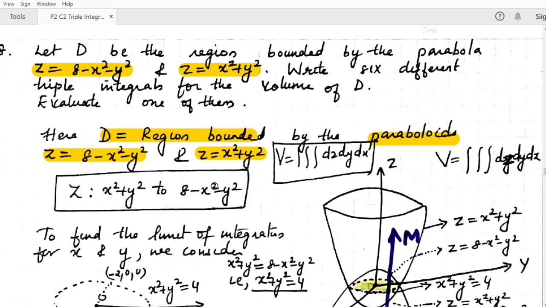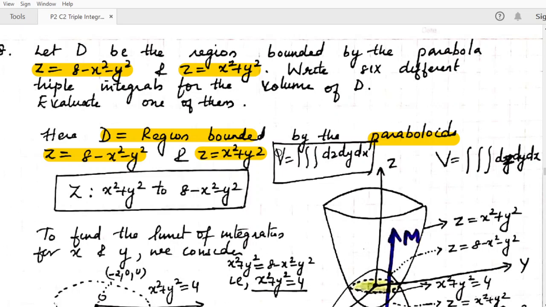Now there are two different paraboloids given here, right? So we have to sketch them by using these two equations. The first one is z equal to 8 minus x square minus y square, and the second is z equal to x square plus y square. The main part is that we have to find the volume of our region D.